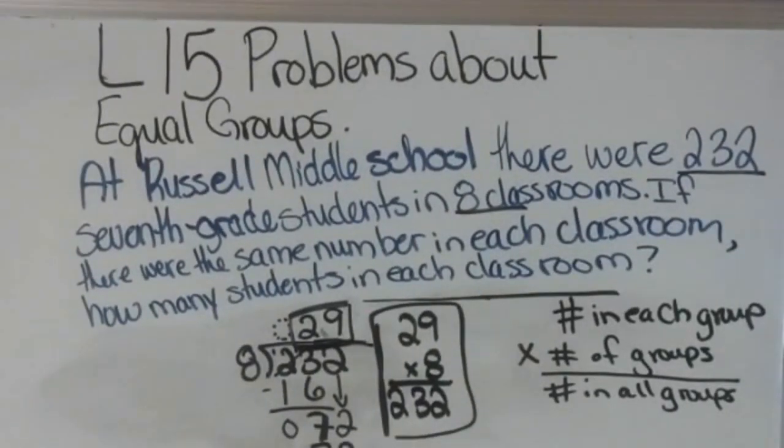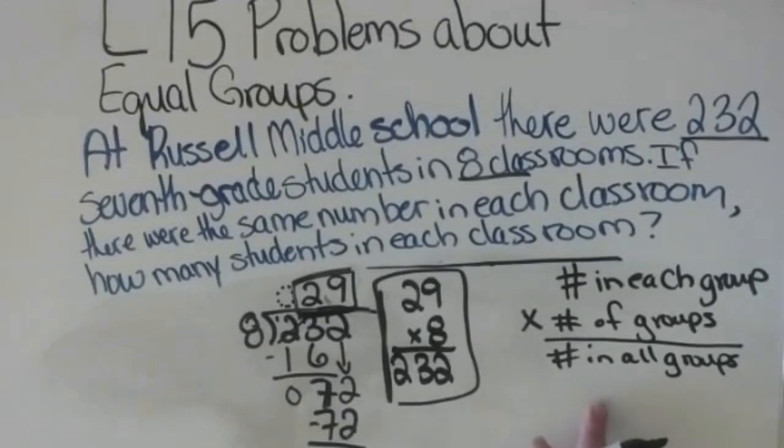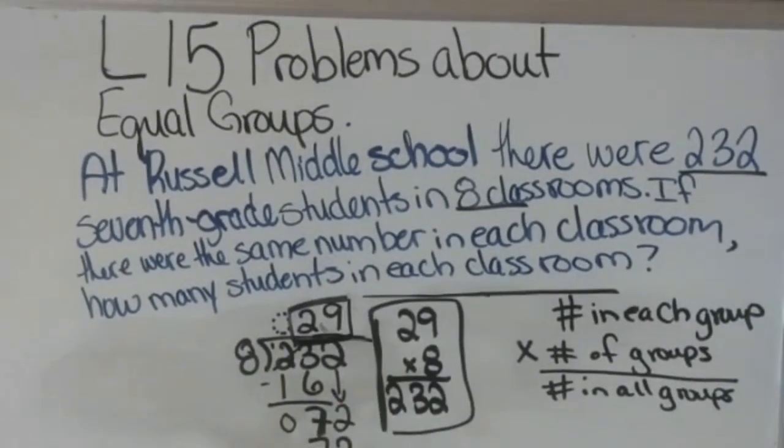So that is lesson 15, problems about equal groups for course 1. Remember, when you're doing equal groups, you're looking at missing number multiplication or splitting things into division. Okay, it's one of those two that you're looking at, but that is equal groups.